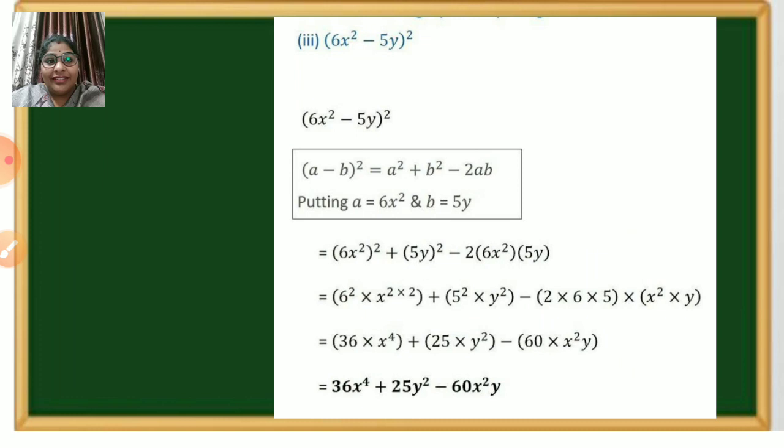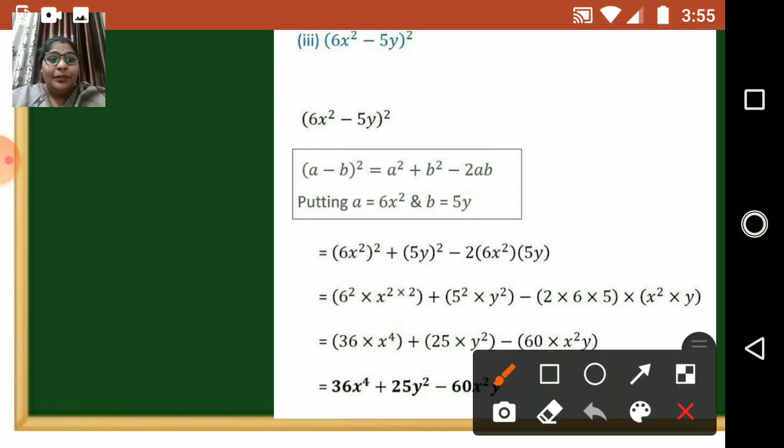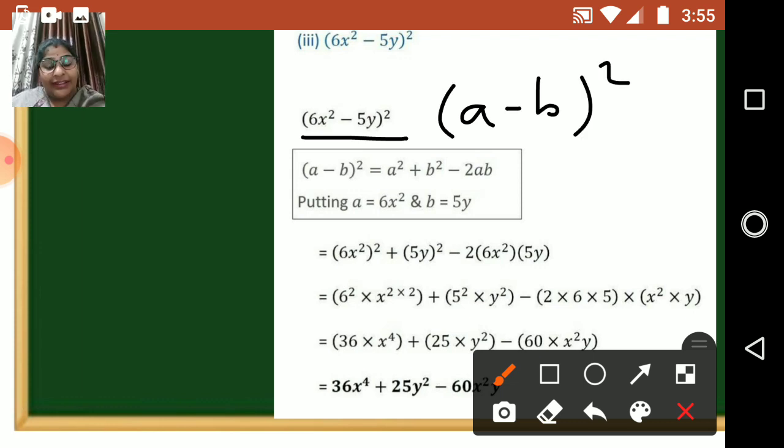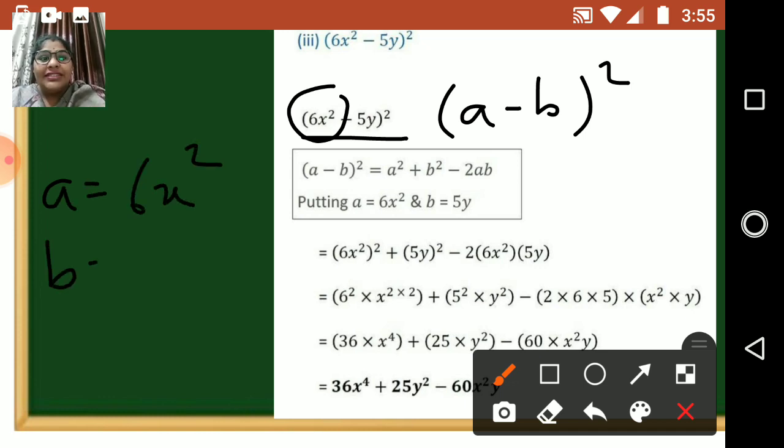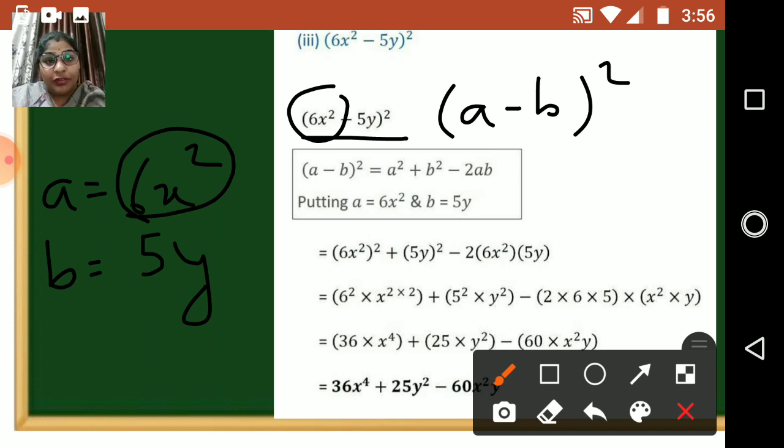So let us see in that sum number 3. It is (6x square minus 5y) whole square, children. Now if you see, it is in the form of (a minus b) whole square, and we know the identity, that is (a minus b) whole square is equal to a square plus b square minus 2ab. You have to just substitute the values of a and b first children. So here now you can see a is nothing but equal to 6x square and b is nothing but equal to 5y. So you have to consider this a value as 6x square children. Be very careful while using this.